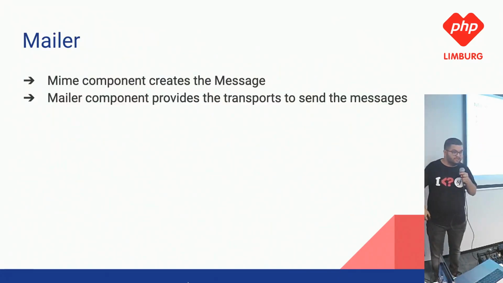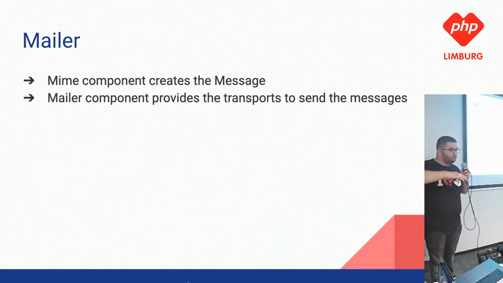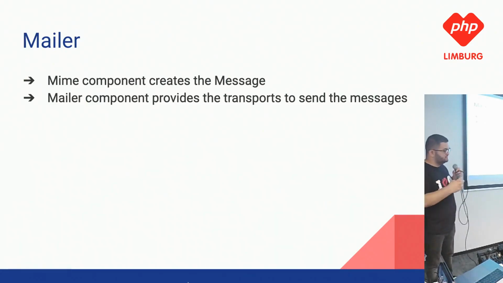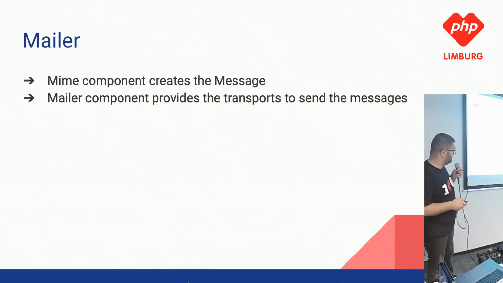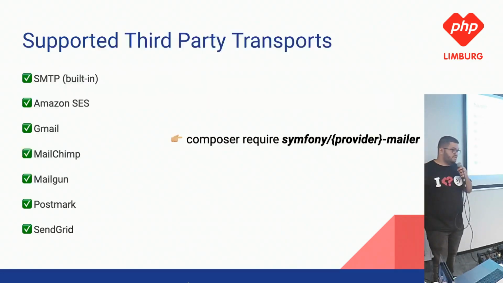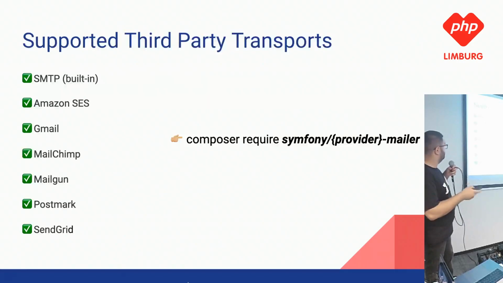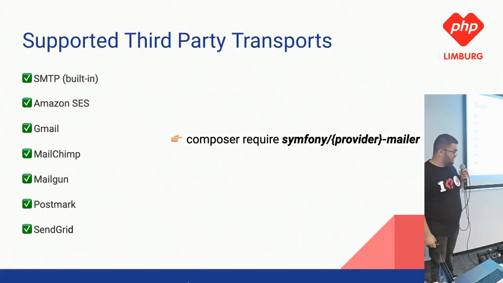The second new component is the mailer component. The MIME component creates those messages, but the mailer component provides transports to actually be able to send them. There is built-in support for SMTP, but also support for Amazon, Gmail, MailChimp, Mailgun, Postmark, and SendGrid. The only thing you have to do is enable it, and that's it.